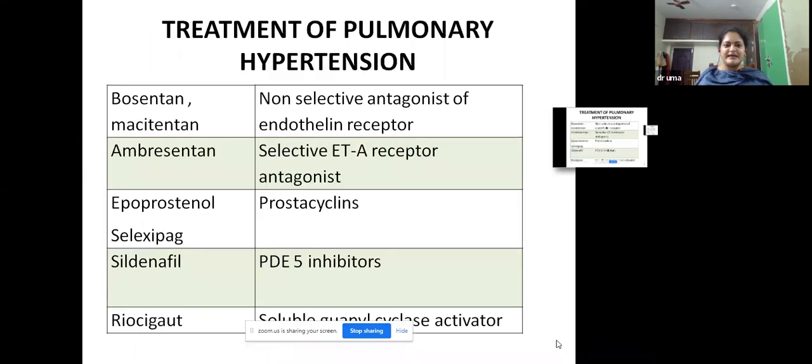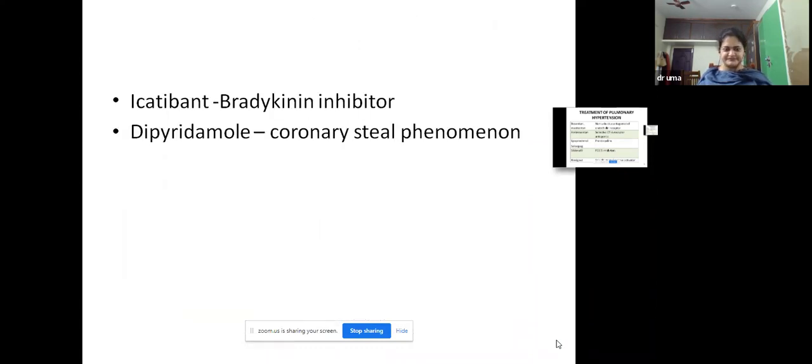For the treatment of pulmonary hypertension, it is bosentan and macitentan. They are non-selective endothelin receptor antagonists. Endothelin acts mainly on the endothelin A and B receptors and produces vasoconstriction. The selective endothelin A receptor antagonist is ambrisentan. Epoprostenol and selexipag are prostacyclin analogs used in pulmonary hypertension. The phosphodiesterase 5 inhibitor is sildenafil. The soluble guanylate cyclase activator is riociguat, which is used for pulmonary hypertension.